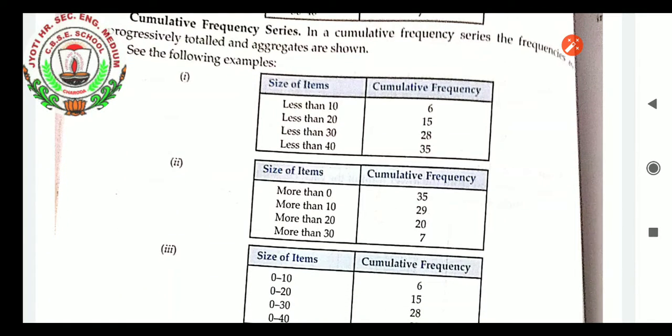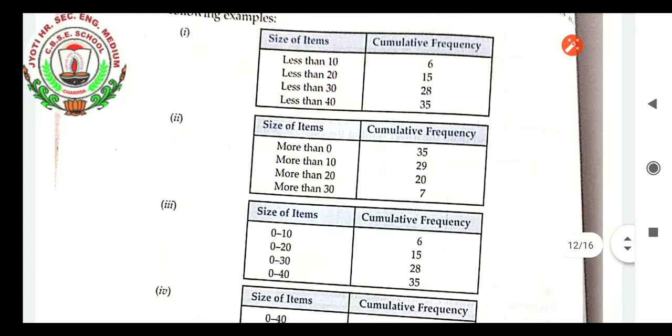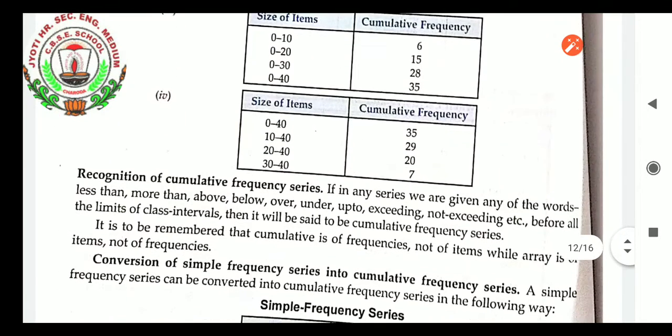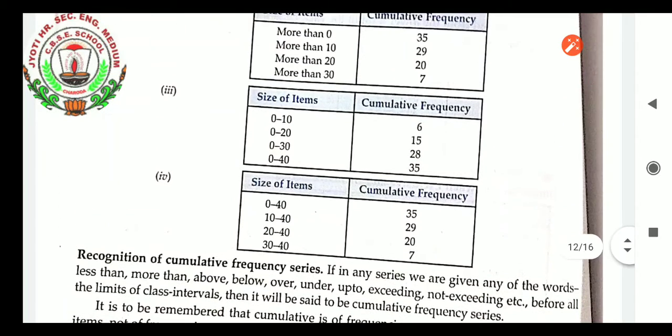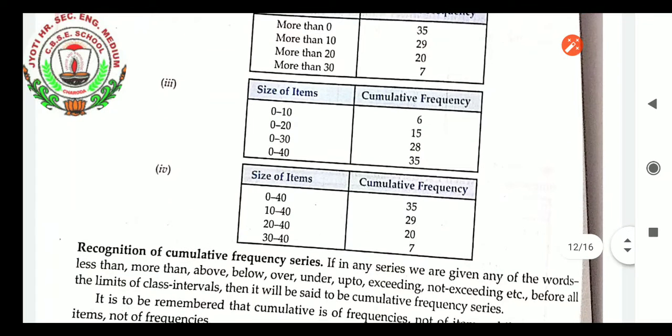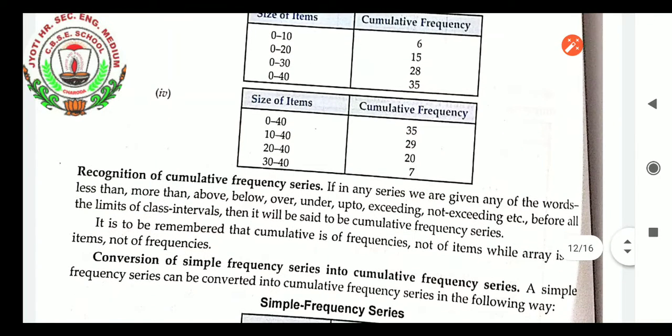Size of item more than 0. Here also, this type of question is considered as cumulative frequency. For our calculation, we have to take out the simple frequency so as to get the calculation done. So we have to convert the cumulative frequency into simple frequency.